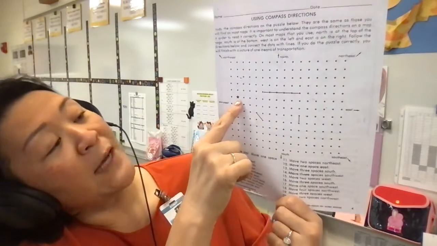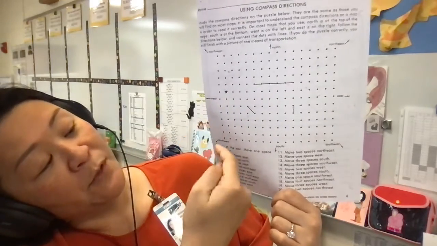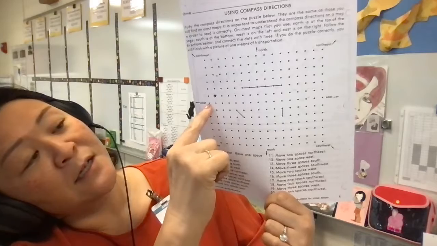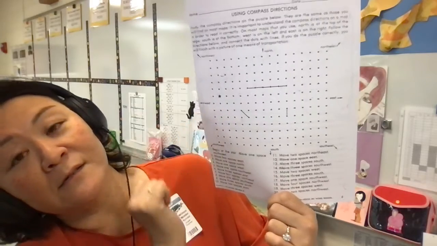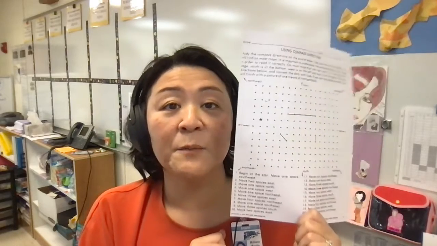So it says begin at the star, which is right here. And then it says move 1 space southwest. So what direction is southwest on this paper? It is that diagonal. So you would connect this to that dot. Again, I recommend you use pencil, because if you make a mistake, this is going to become a hot mess real quick if you're using a pen that you can't erase.